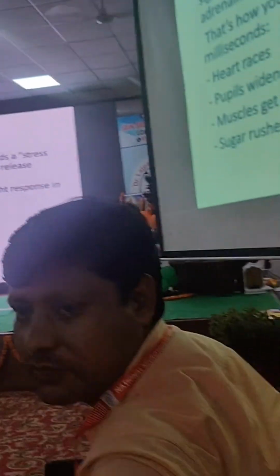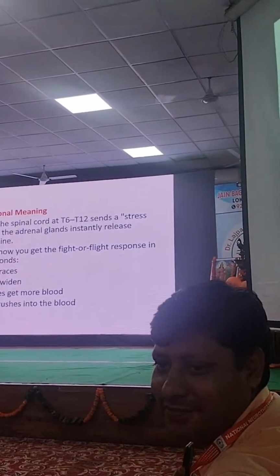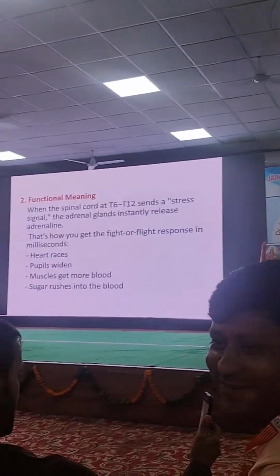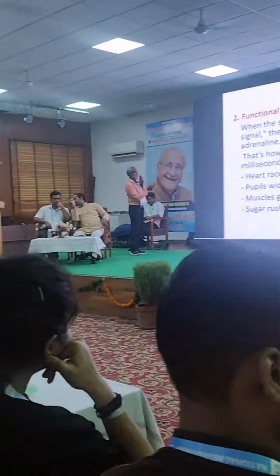Functional meaning. When the spinal cord T6 to T12 sends a stress signal, the adrenal gland instantly releases adrenaline. Instantly. That's how the response happens in milliseconds.